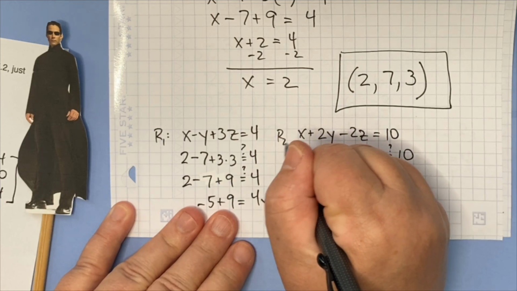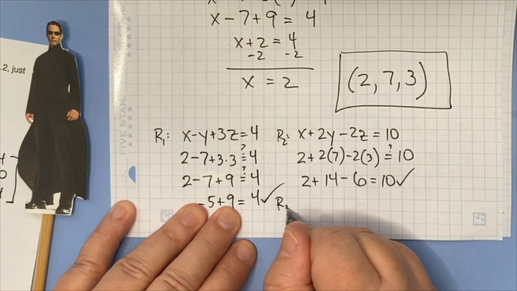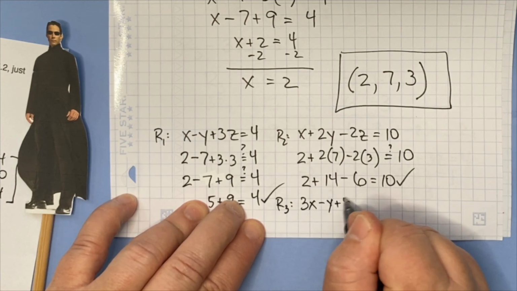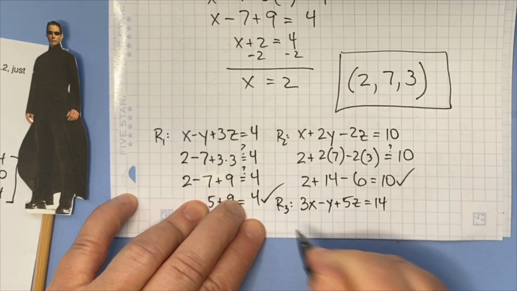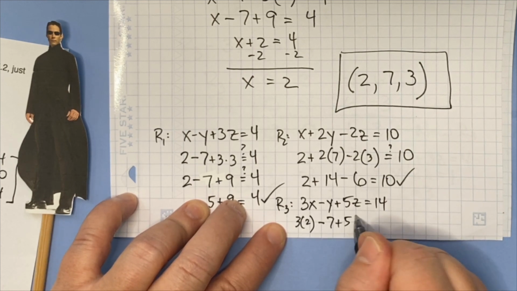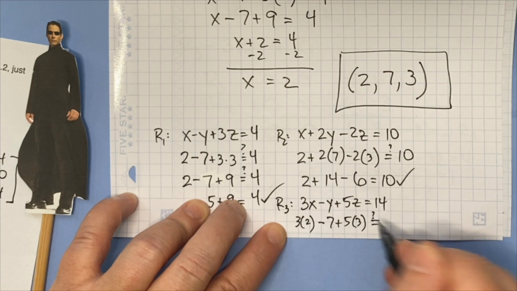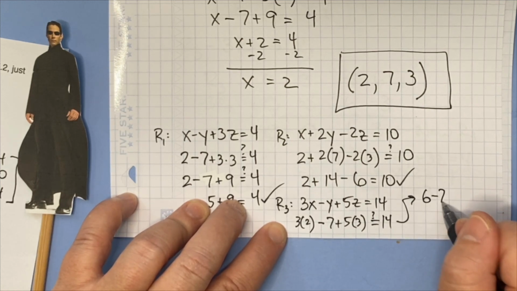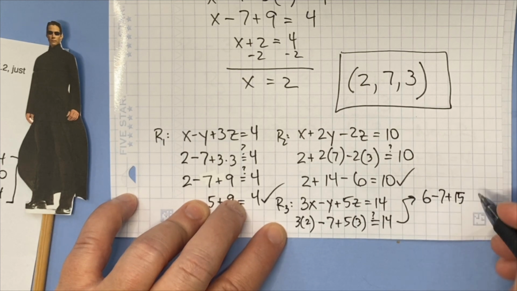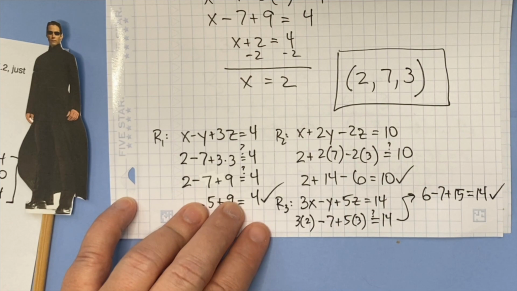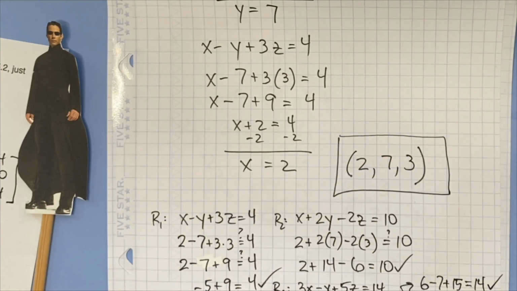And then the last equation, this is row 1. This one was row 2. Let me see if I can get row 3 squished in here. 3x minus y plus 5z equals 14. Does 3 times 2 minus 7 plus 5 times 3 equal 14? So that would be 6 minus 7 plus 15. Does that equal 14? It does. Woohoo! So we did this one correctly.